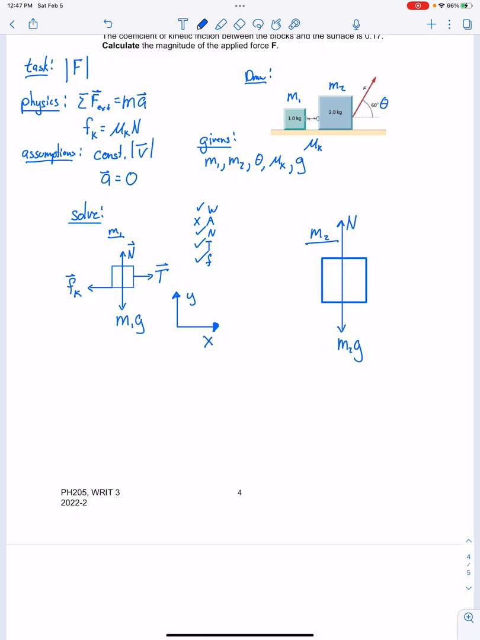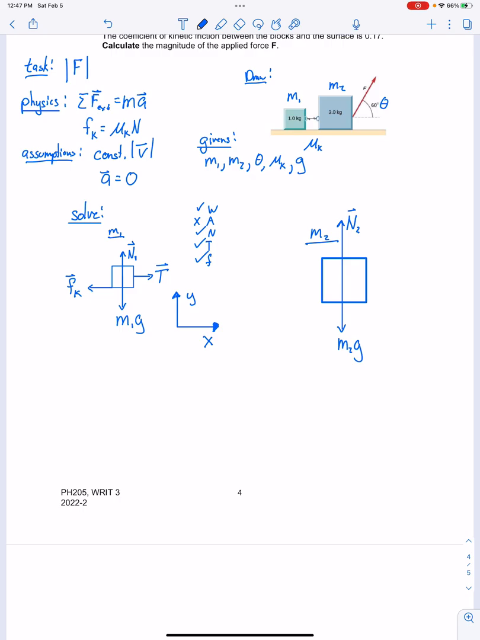And we're going to denote these as different normal forces. So I'm going to make this N2. And I'm going to come back over here to M1 and call this N1, because they're different normal forces, right? N1 is acting on block 1, N2 is acting on block 2. They're going to have different magnitudes. We don't want to get confused, so we'll denote it that way.